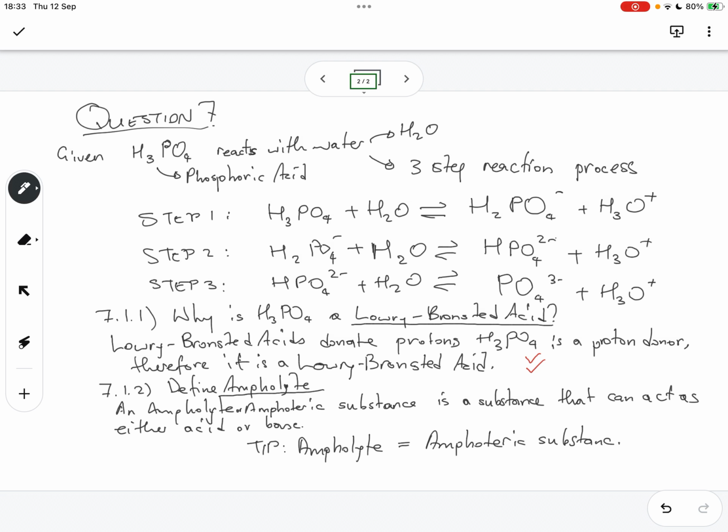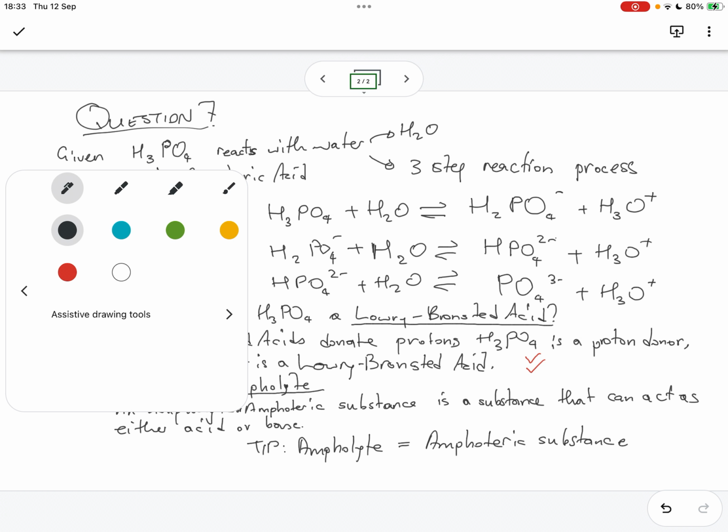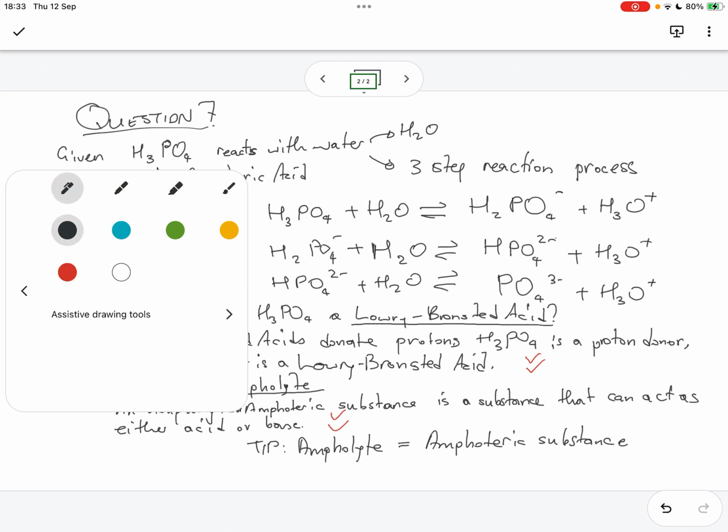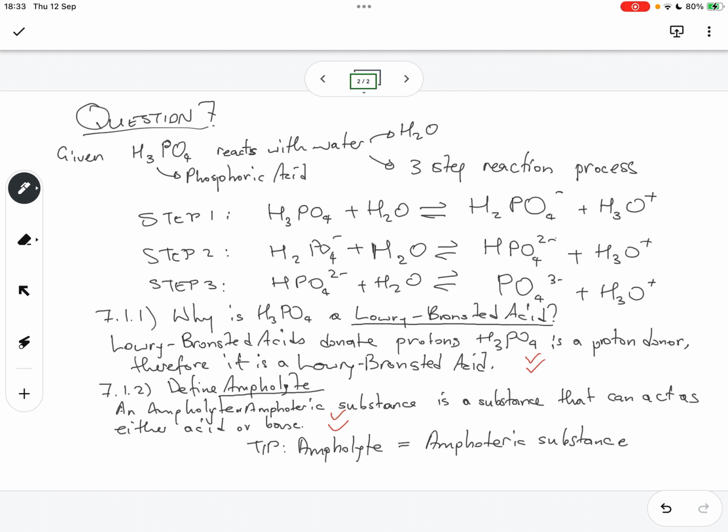So I'll just, let's do this. Yeah, so ampholyte is the same as amphoteric substance. So for correctly identifying those, you get your 2 marks there.